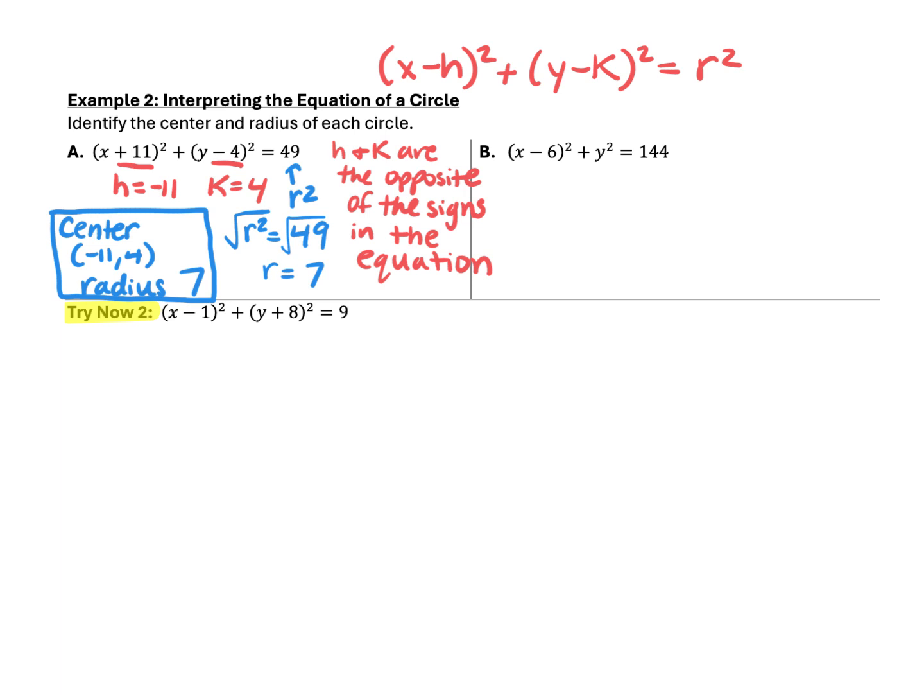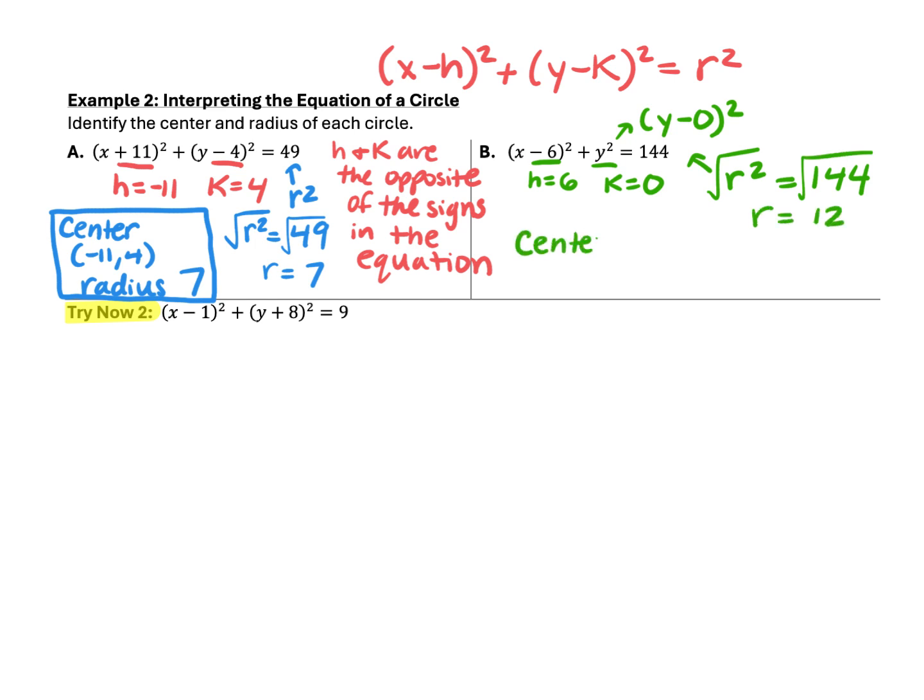Let's try another example. Notice that in part B, the h value next to the x is a subtract 6, meaning h has to be positive 6, and then there is no k value with the y. Think of this as like a y minus 0 squared. So if h or k is missing, there's 0. And then that 144 is the r squared. We can get the r by taking the square root of that, which is 12. And now for our center, the ordered pair is (6, 0). And for our radius, we have 12.